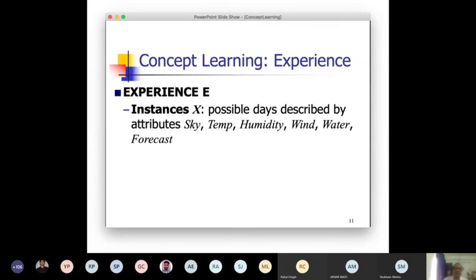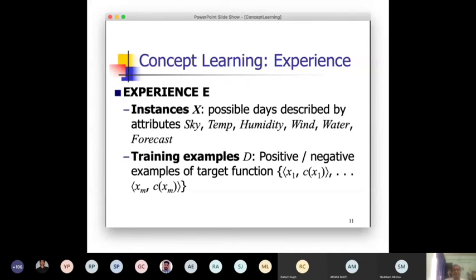So that was the task part, while experience is your training examples. So what instances are available? Possible days described by attributes: sky, temperature, humidity, wind, water, forecast. These training examples are given in the form of positive and negative examples, so you know their target function value. x1 is an example of an element of the space X, and the answer is either 1 or 0. 1 is the positive example and 0 is the negative example.